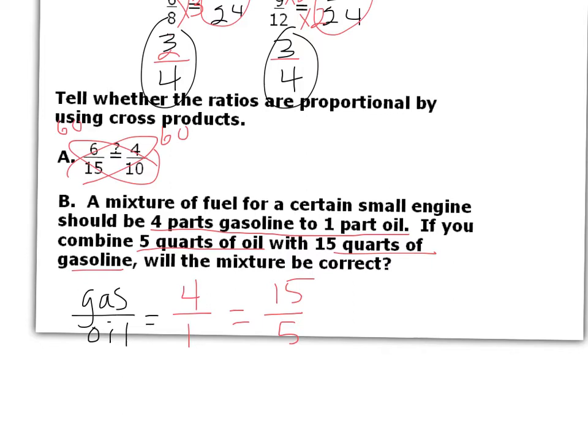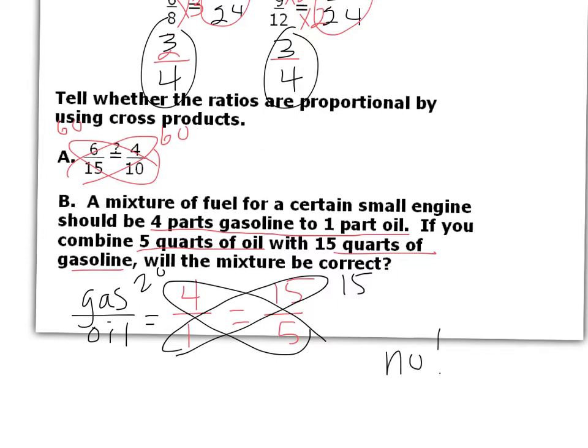So now I'm going to use cross products to see if that works. 1 times 15 is 15. 4 times 5 is 20. So that would be no. It is not correct because when we cross multiply, we do not get the same answer on both sides.